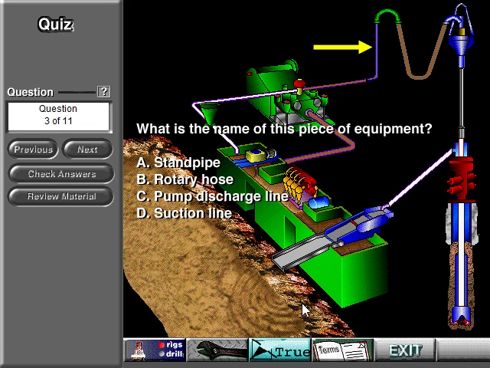What is the name of this piece of equipment? A. Standpipe. B. Rotary hose. C. Pump discharge line. D. Suction line. Not quite. The correct answer is A. Standpipe. Mud goes up the standpipe and then through the rotary hose to the swivel. If you have any questions, click on Review Material. Good work. This is the standpipe.